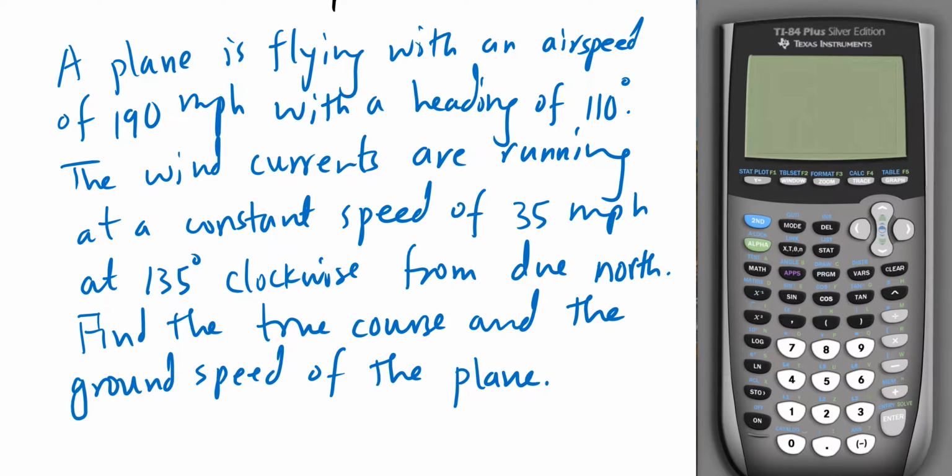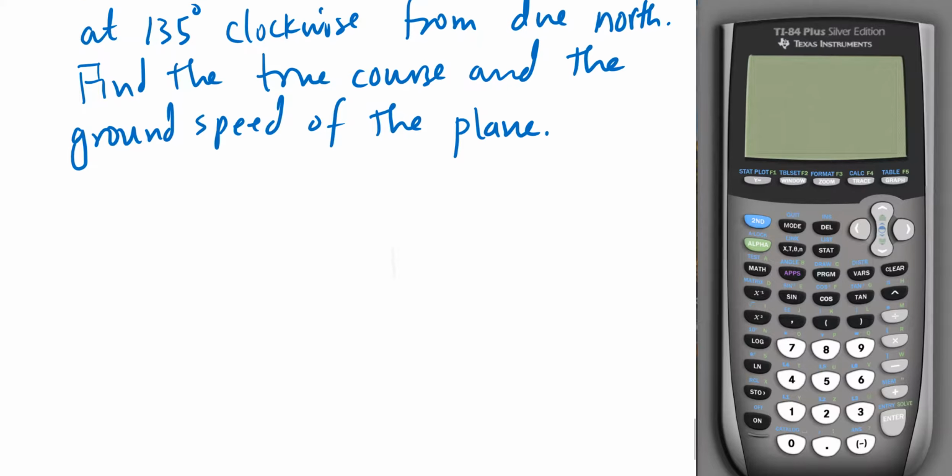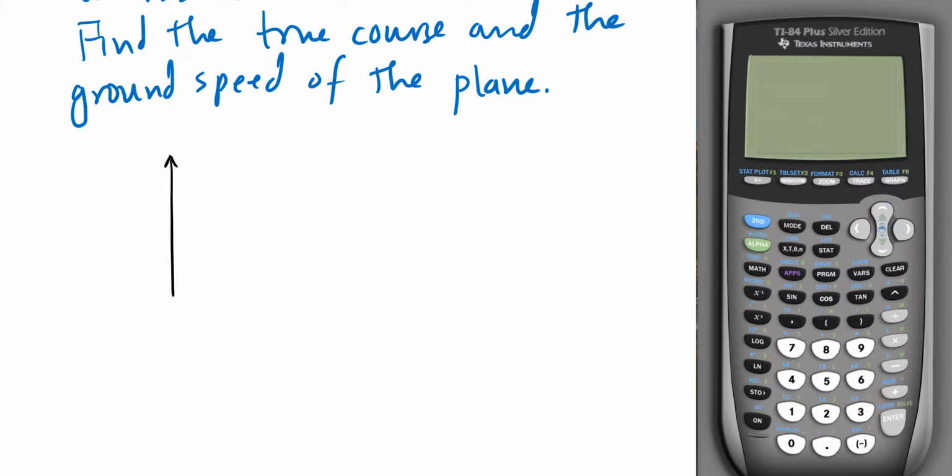To be able to solve a problem like this, you need to sketch the diagram. There must be a diagram here. So let's see. It says the plane is flying with an airspeed of 190 miles per hour, with a heading of 110. So let's say it started here, this way. This is 110 degrees, 190 miles per hour. This is due north.